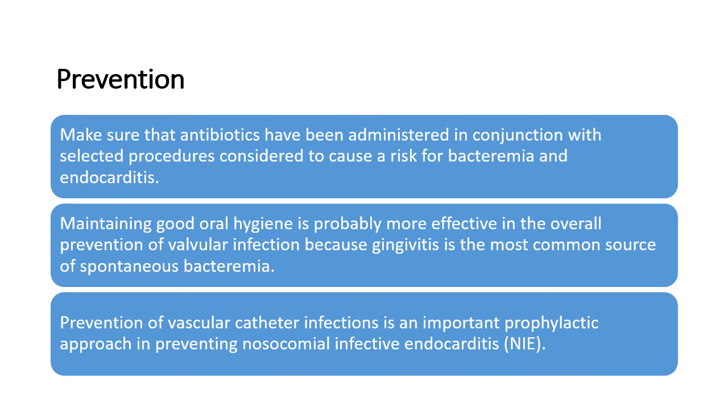Make sure that antibiotics are administered in conjunction with selected procedures which put the patient at high risk of infective endocarditis. Which are those procedures? Again, dental procedures. Maintaining good oral hygiene is probably more effective in overall prevention of infective valvular infection because gingivitis is the most common source of spontaneous bacteremia. Prevention of valvular catheter infection is an important prophylactic approach in preventing nosocomial, of course hospital-acquired, infective endocarditis.